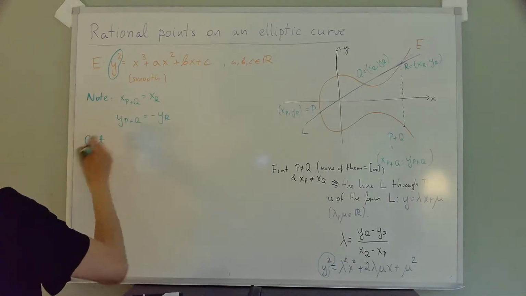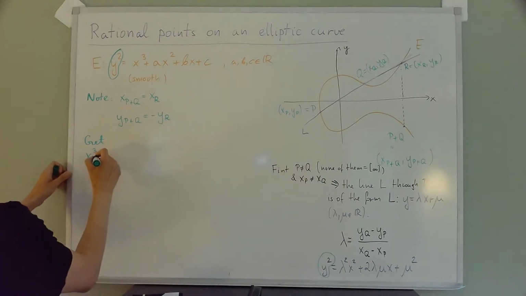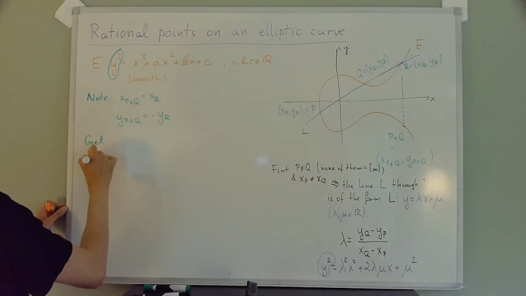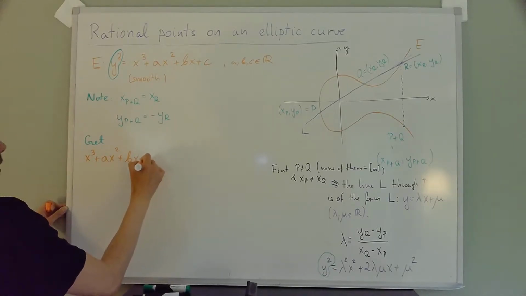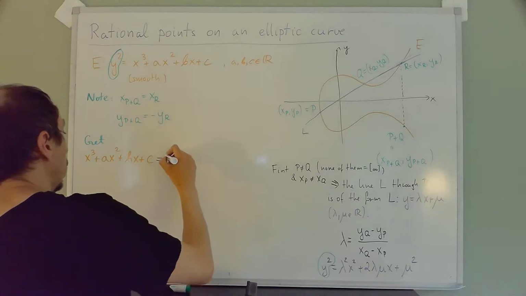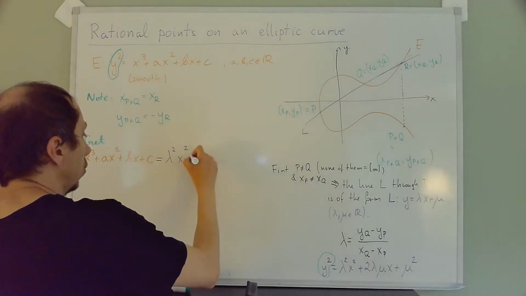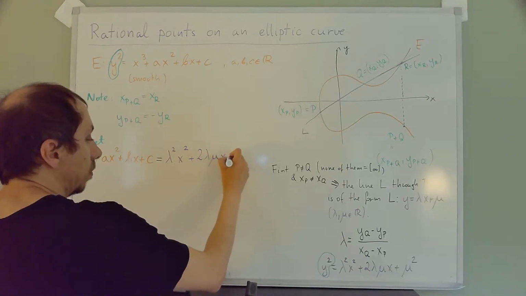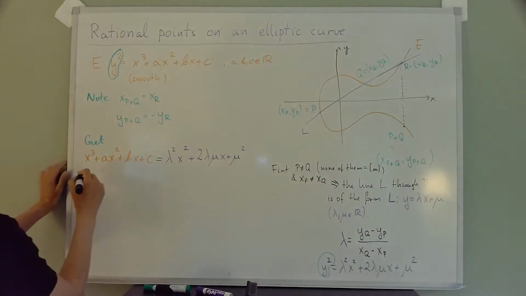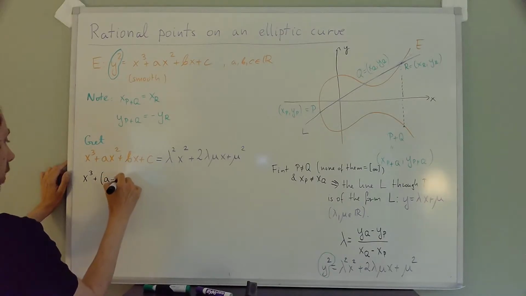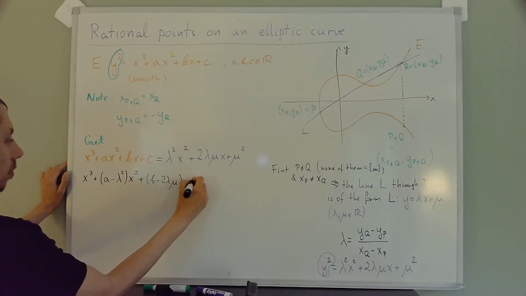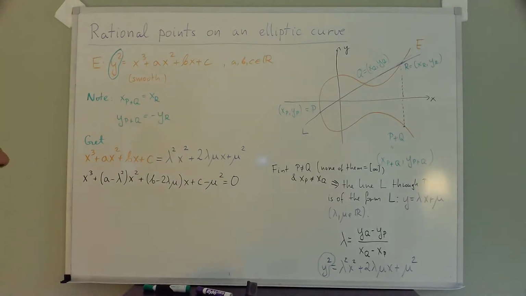So we got x cubed plus ax squared plus bx plus c equal to lambda squared x squared plus 2 lambda mu x plus mu squared. And as before, taking everything to one side, we get a cubic equation. So we got x cubed plus a minus lambda squared x squared plus b minus 2 lambda mu x plus c minus mu squared equal to 0.